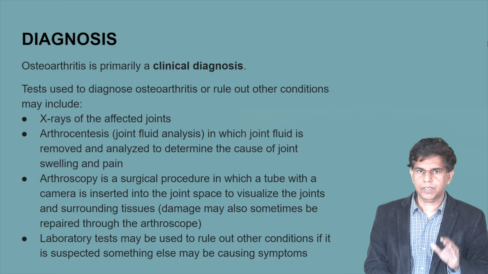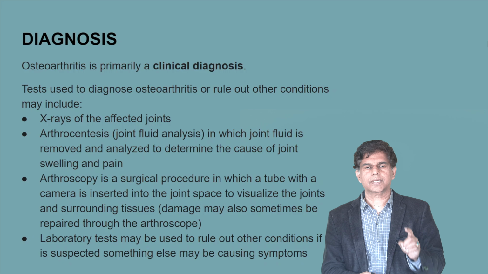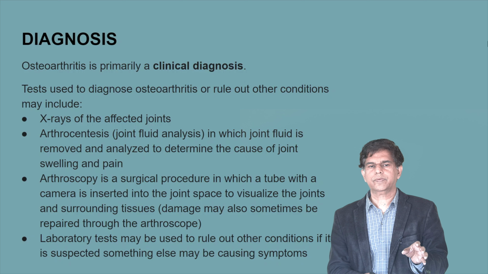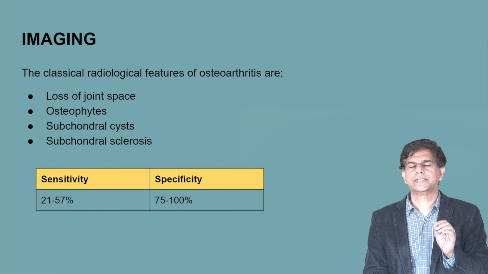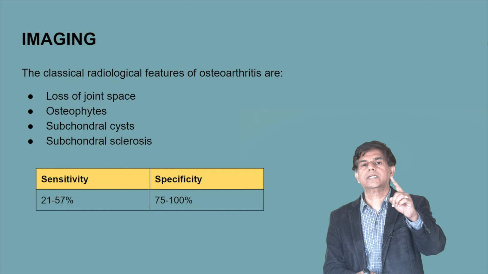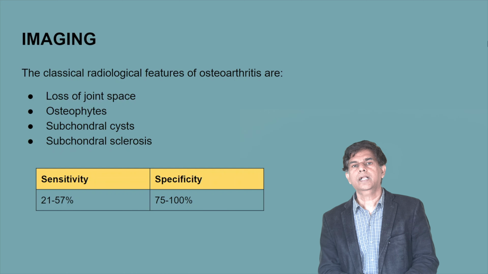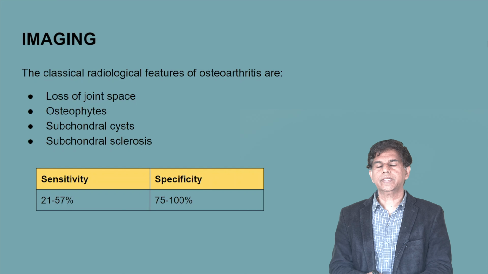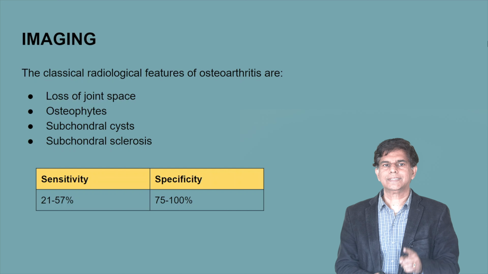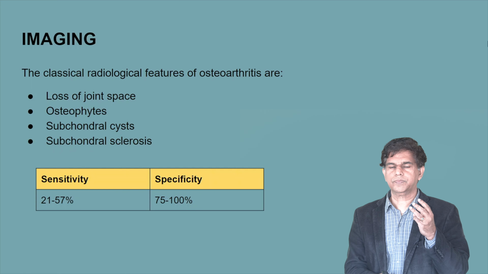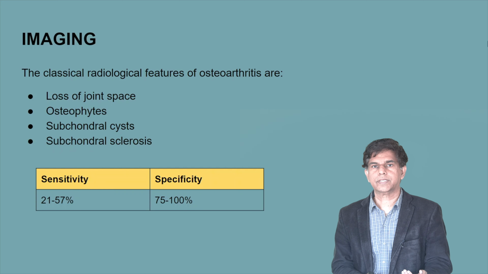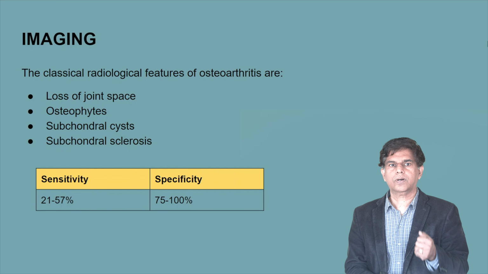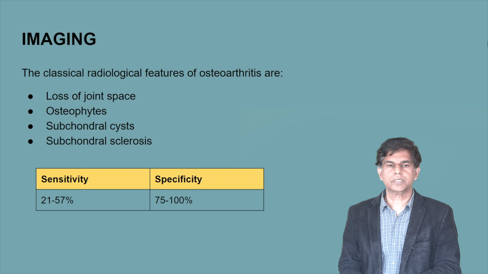So classically, people always get an x-ray. Let's look at the sensitivity and specificity. Sensitivity is really low, 21 to 57%, but specificity is higher, 75 to 100%. So what you are looking for in the x-ray is important: loss of joint space, osteophytes, subchondral cysts, and subchondral sclerosis. Remember, those are very, very important. What are you looking for in the x-ray findings in osteoarthritis? Loss of joint space, osteophytes, subchondral cysts, and subchondral sclerosis.